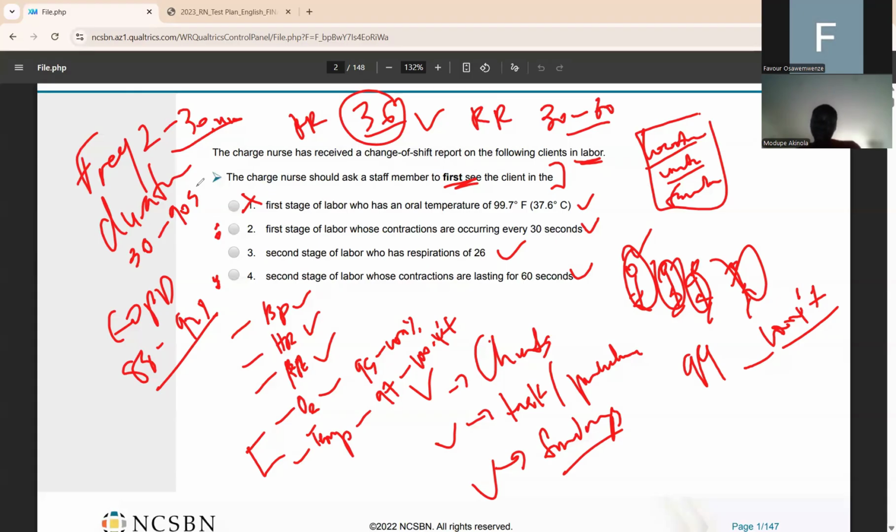Now, it's left for you to figure out which one is testing frequency and which one is testing duration, because NCLEX is not going to use the word frequency, NCLEX is not going to use the word duration. It's you that needs to figure which one is frequency, which one is duration. So I want you to look at option 2 and option 4. Tell me, which one do you think is frequency and why? Which one do you think is duration and why? This contraction occurring.